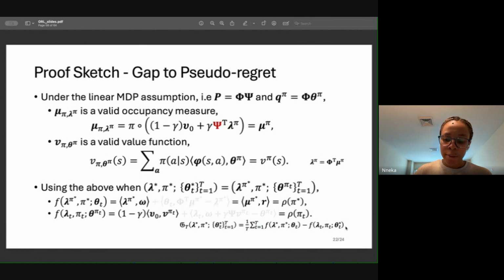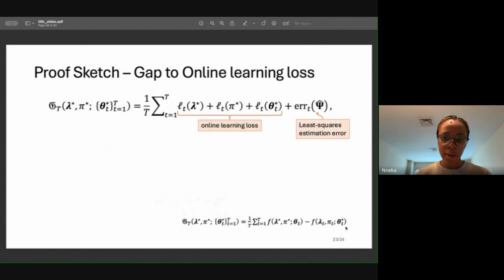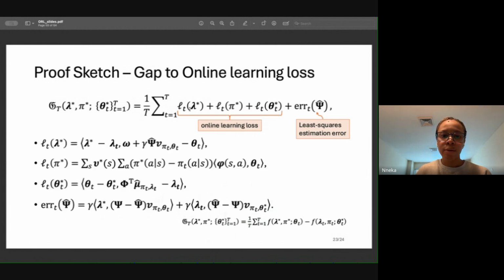So that's on one hand. On the other hand, we can also relate the gap to the online learning loss. This is easy to show by recalling the definition of the duality gap and rearranging terms so that each of these loss terms has these specific expressions.